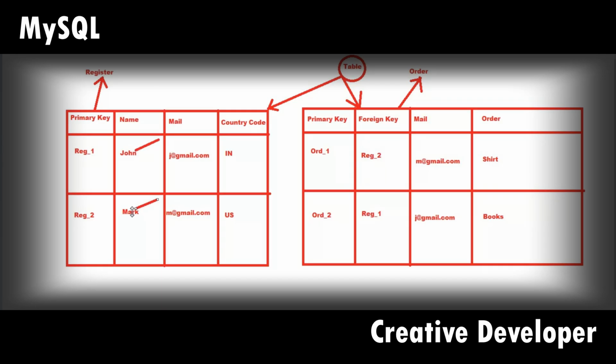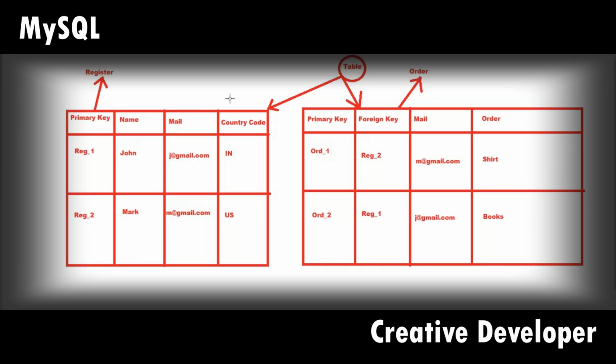When Mark registered, he added his name as Mark, and the mail ID John added was j@gmail.com, and Mark added his mail ID m@gmail.com. Okay, and the country code IN and here country code US. So that data he provided when he registered on this particular website, and the data is stored in a table format.